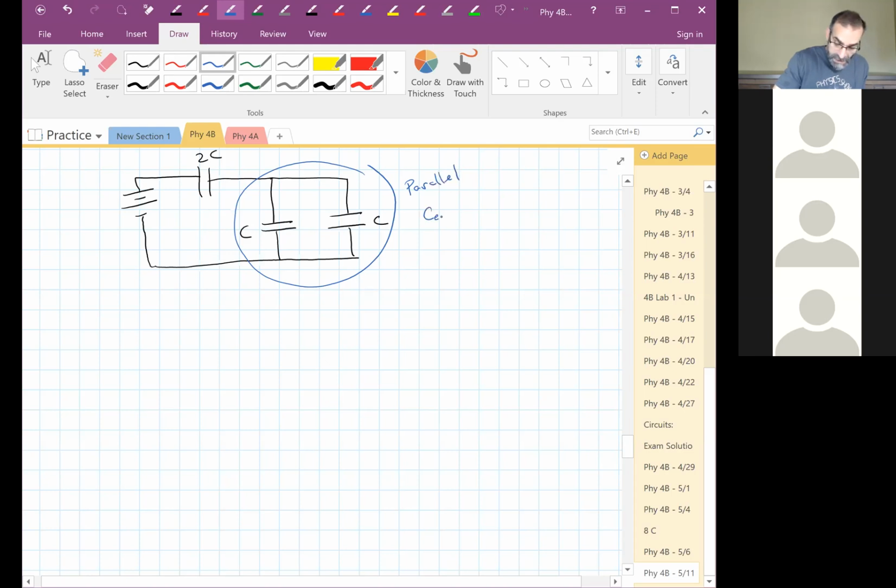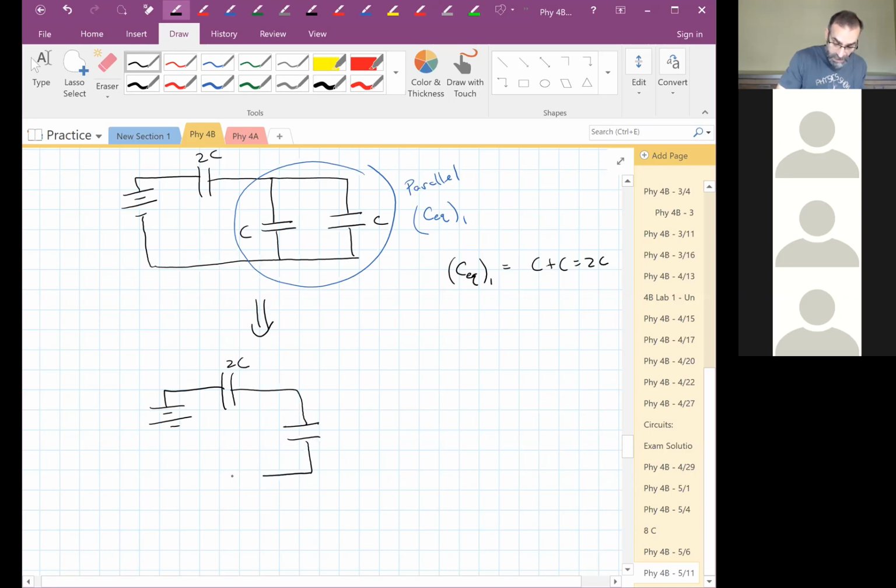So we're going to call that C equivalent 1. And because they're in parallel, we can just add them up, right? So I can redraw this circuit now. This one I haven't dealt with yet. I've combined these two into one equivalent capacitor, calling that C equivalent 1. And I know that's equal to 2C.